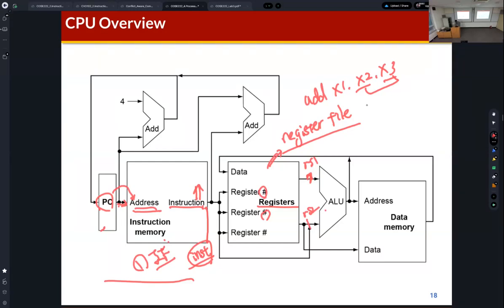Then it's the execution, ALU. RS1 data and RS2 data are given to the ALU, then the output is generated with the result. So for the add instruction, the result is stored in the register file. Okay, this result is given to the register file again.